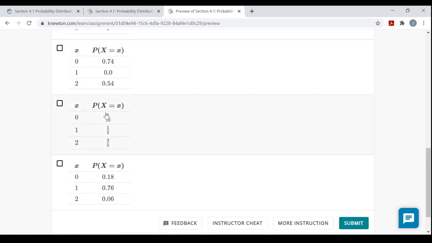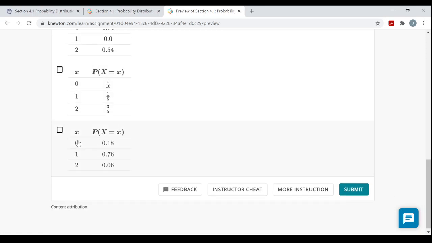Here, possible outcomes, probabilities. All the probabilities are from 0 to 1. Add them up. 1/10 plus 2/10, right? 1/5 is 2/10, that's 3/10 plus 6/10 is 9/10. Or you can go 0.1 plus 0.2 is 0.3 plus 0.6 is 0.9. They add up to 0.9, 9/10, not 1. So this is not a valid probability density function.